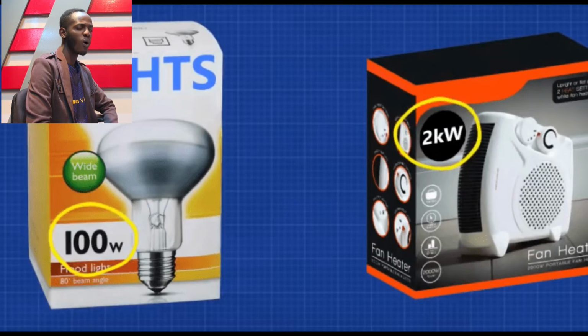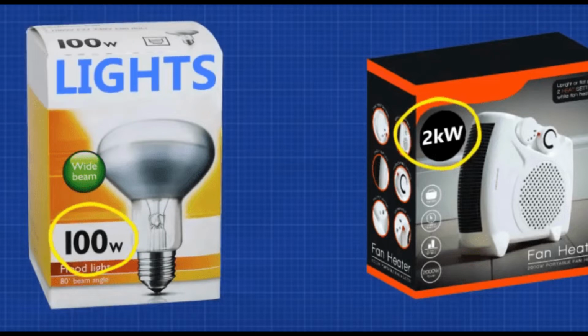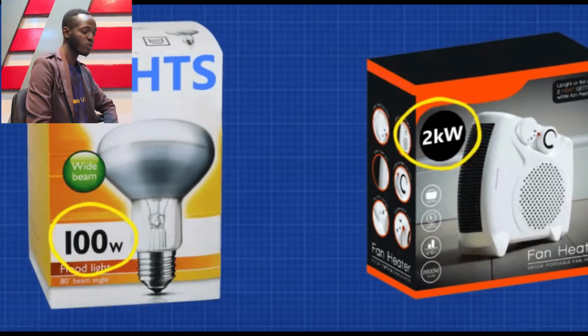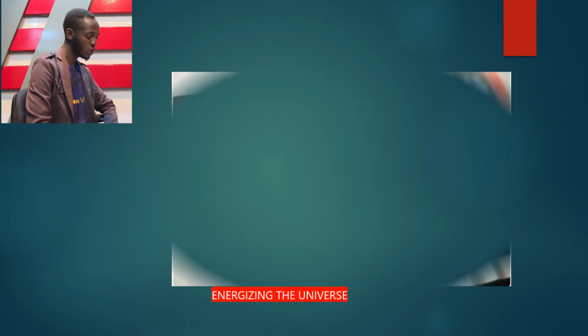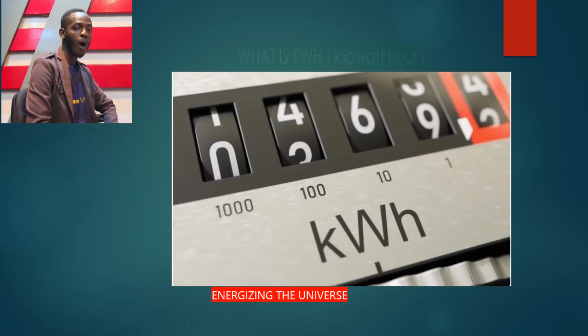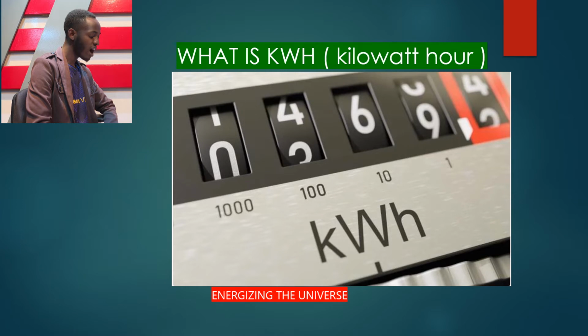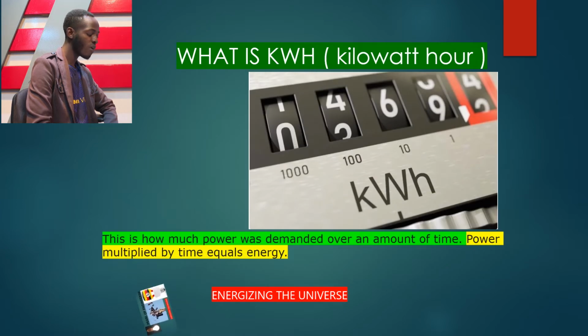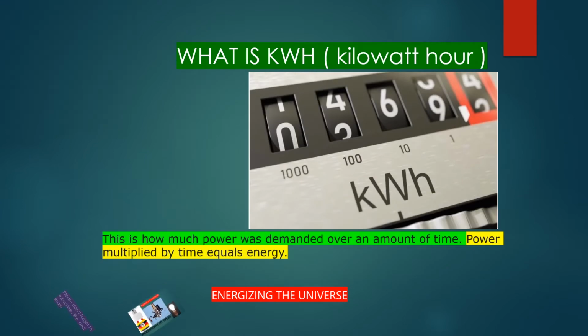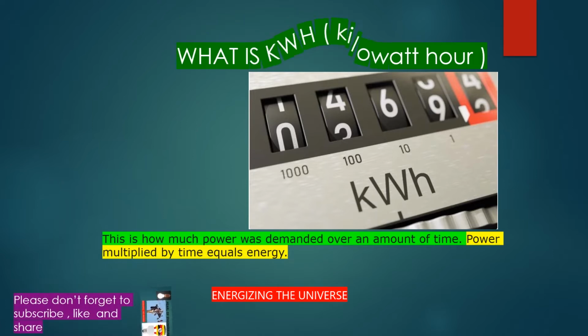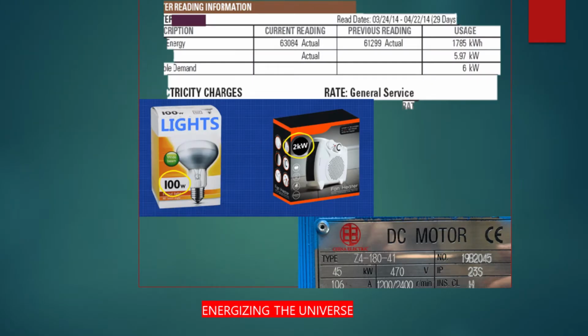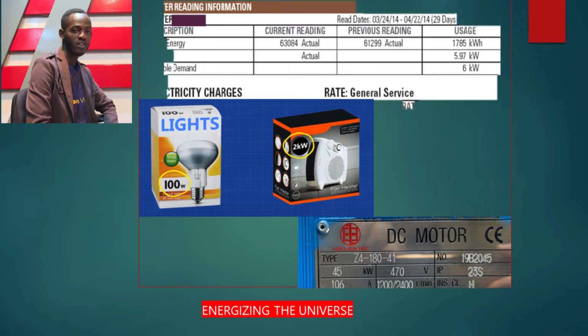What do I mean? You always see a W and a kW. Your electricity bill is rated in kWh, which means kilowatt hours. This is how much power was demanded over an amount of time. Power multiplied by time is equal to energy. What is kilowatt? Then we'll come back at kilowatt hours and some calculation, and then we'll make things easier.